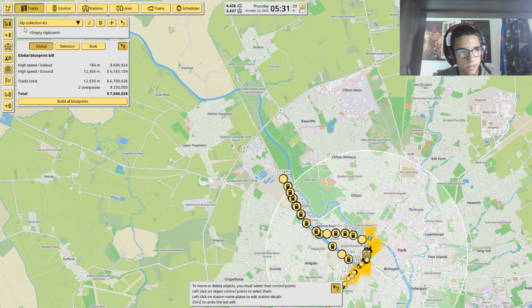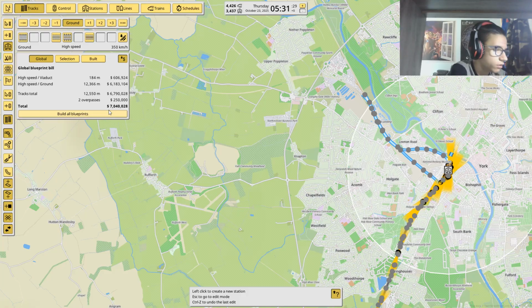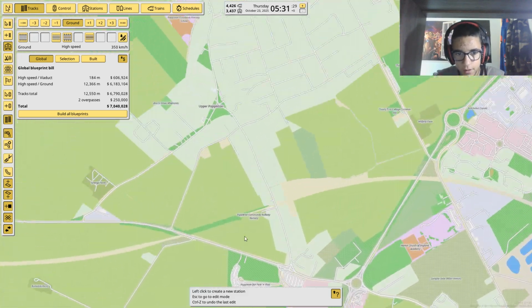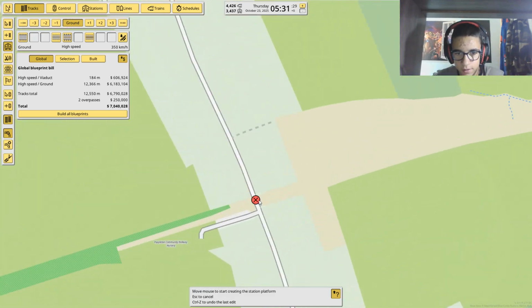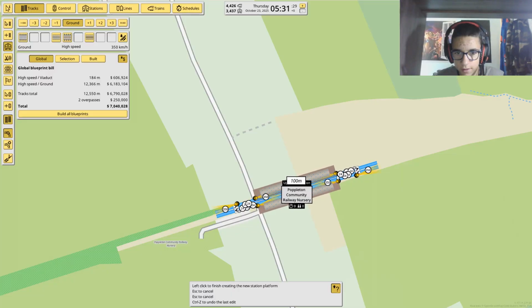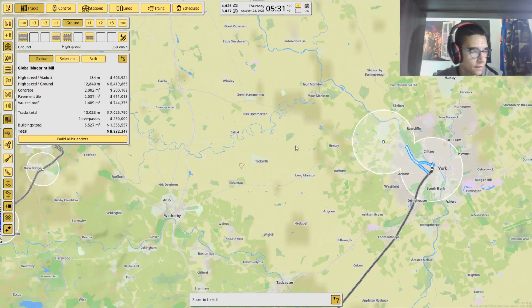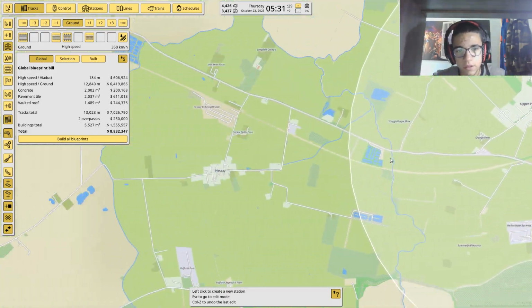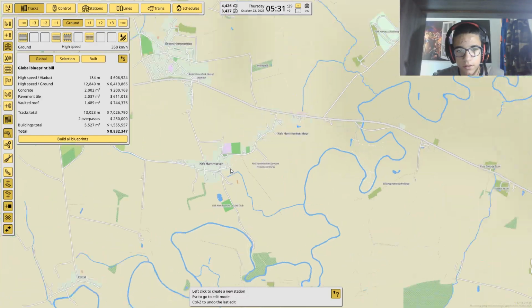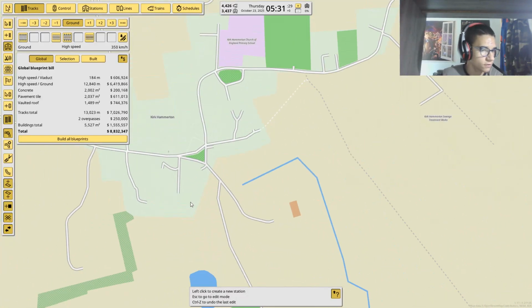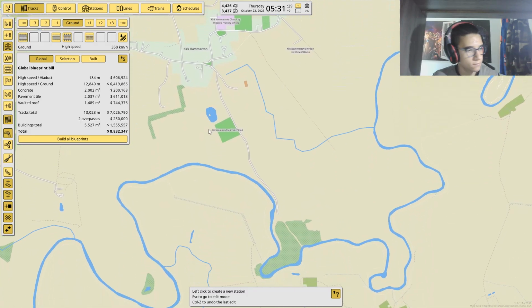So, right, let's get our tracks out. How long is this station? I think that's a decent length for a decent station. There we go, Poppleton, and then it will be Hamerton. Hamerton's our next station, Kirkhamerton. Let's see. Right, it should be somewhere near there. It has to be there somewhere.